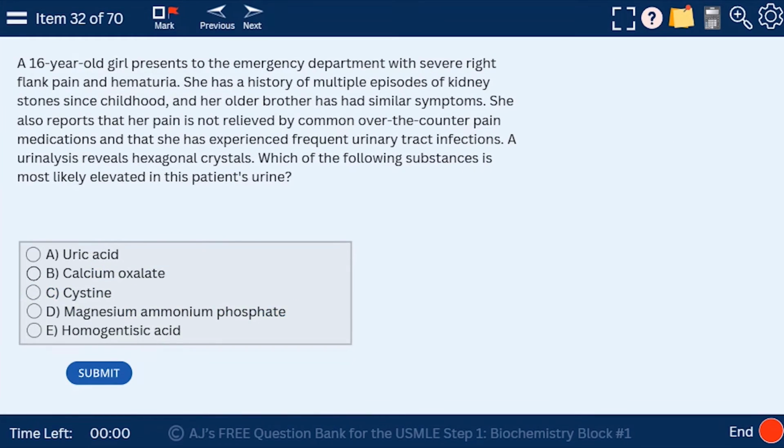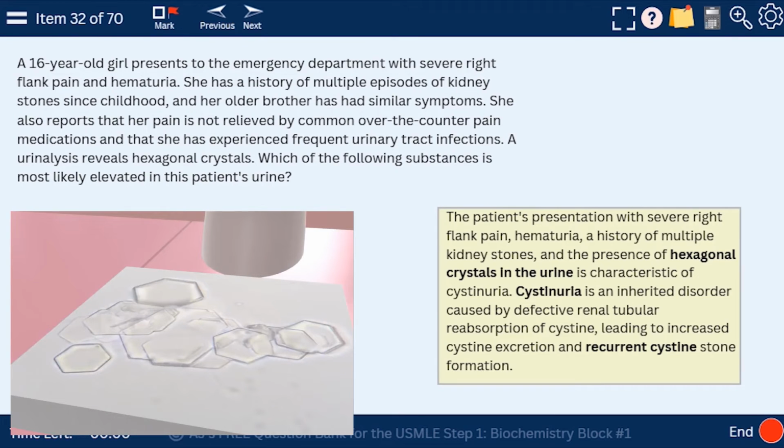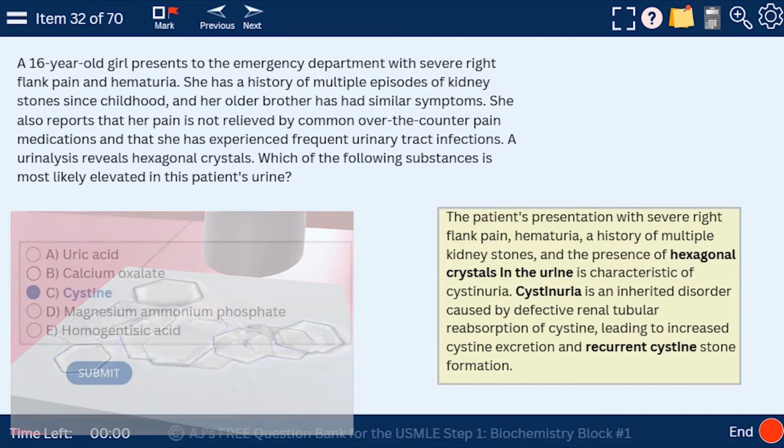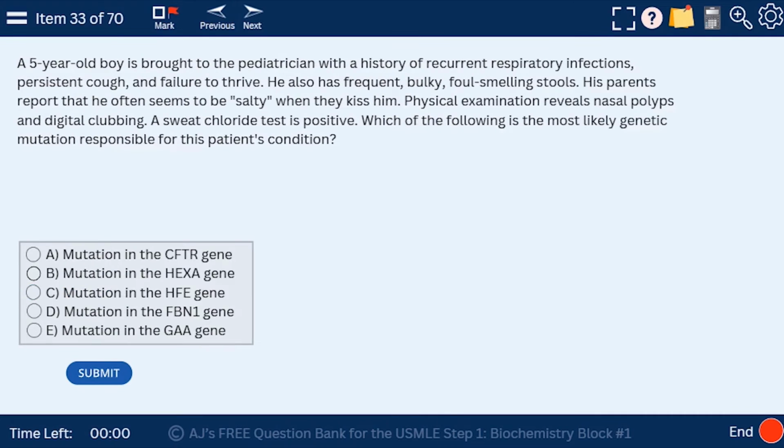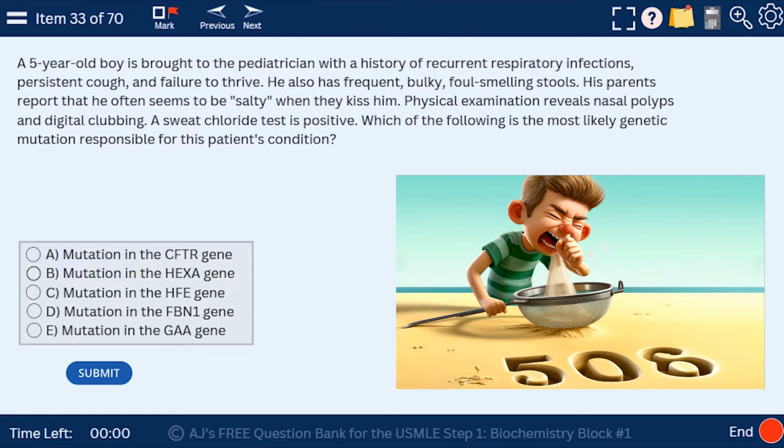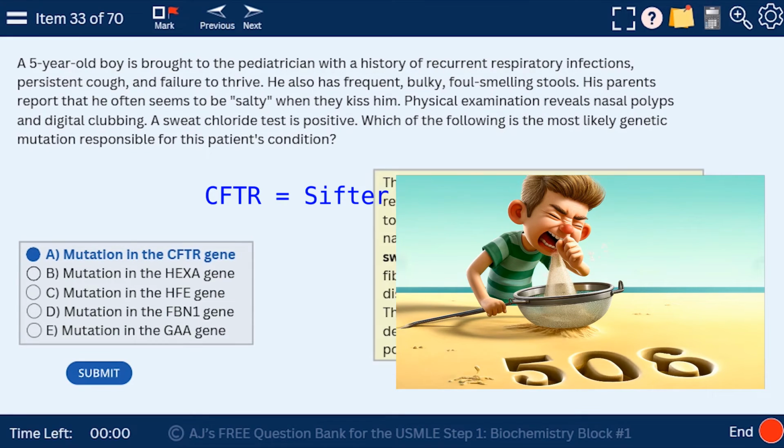Question 32. Here you have a 16-year-old girl who has, blah blah blah, hexagonal crystals. These are the cystine crystals. This is cystinuria, hexagonal crystals, recurrent cystine stone formation due to increased cystine excretion, which you can read about over here. Question 33. Oh, we have another salty cystic fibrosis question. Here it's just asking the mutation is on the CFTR gene, a point missense mutation at the 508 position on the CFTR gene, which you can read about over here.